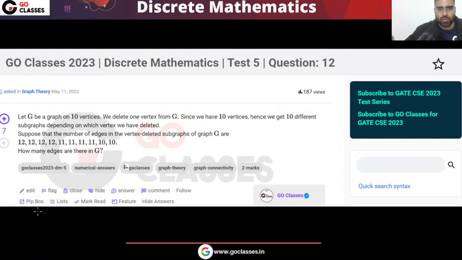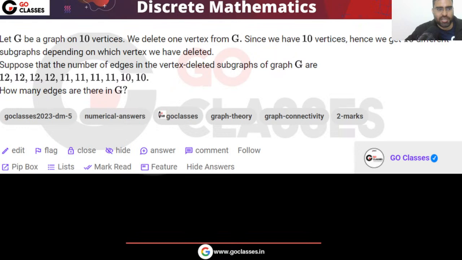Now let's move on. This is another Go Classes discrete mathematics test 5 question. So let's solve it. Can you try this? Let me give you 2 minutes. You should try. This is a new question. Actually, this is a standard question, taken from a top university. I want to give you 2 minutes, 3 minutes you can take, but try this question.